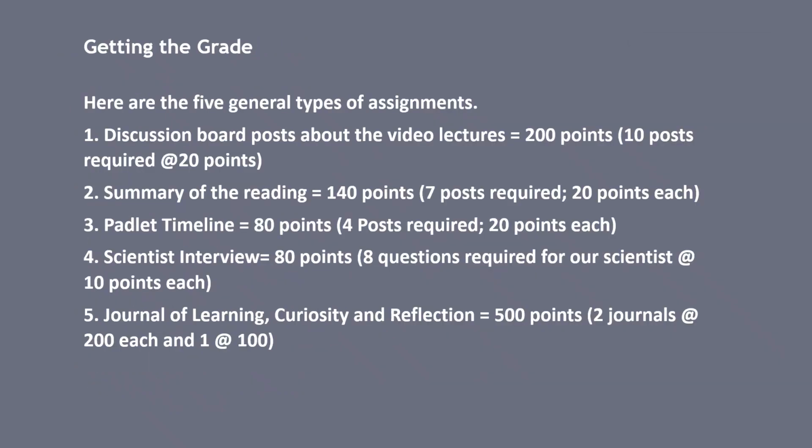All right, we've talked about the big ideas of the course. Now let's talk about getting the grade. There are 5 types of assignments. First, there's discussion board posts. Then there's a summary of the reading, the book. Then there's a Padlet timeline post. There's an interview with the scientist. And there are 3 journals of learning, curiosity, and reflection.